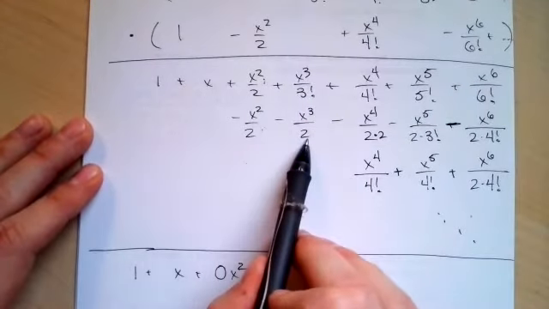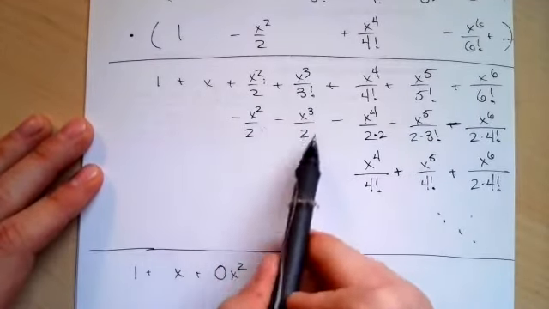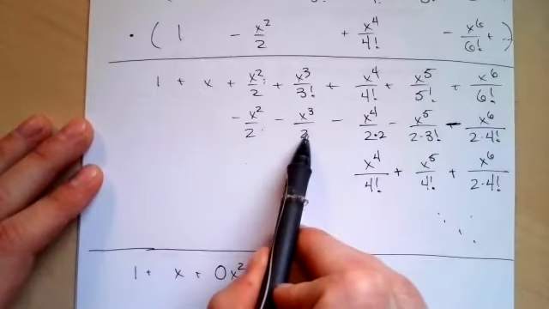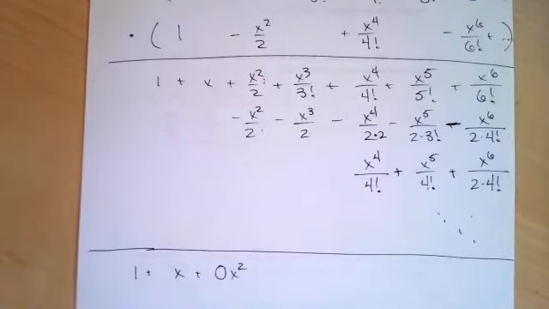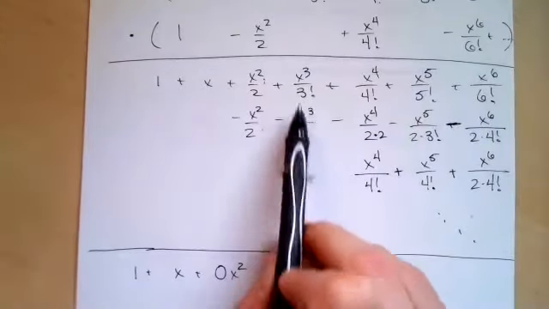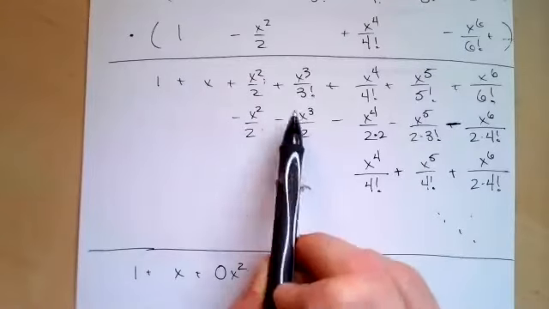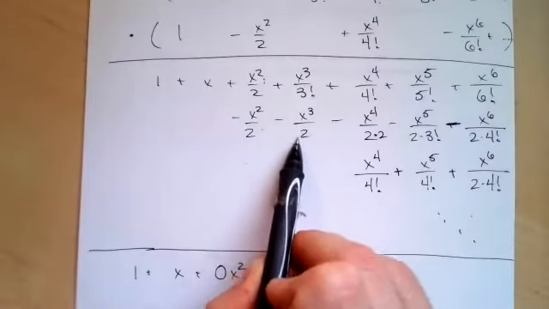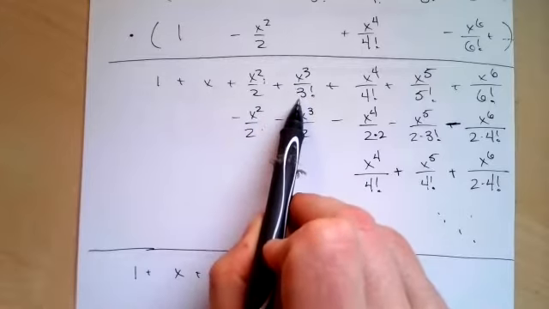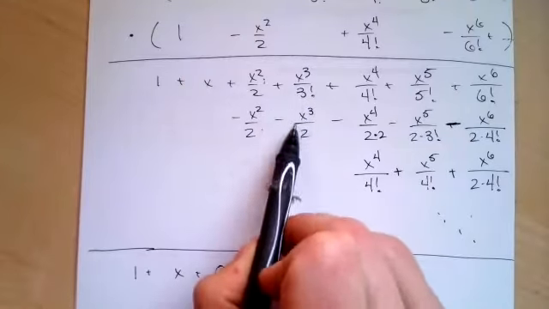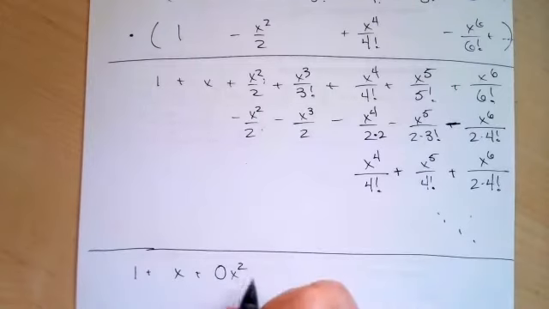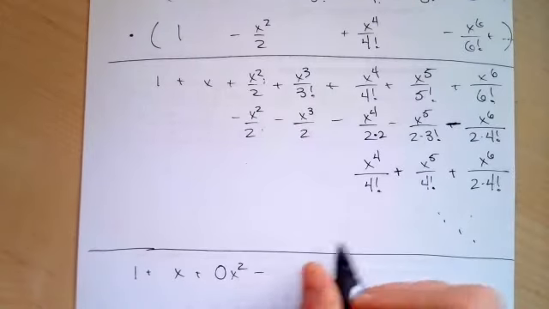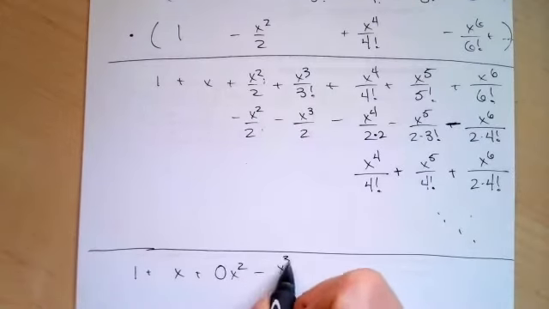Now we move on to our cube term. We have x cubed over 3 factorial minus x cubed over 2 factorial. So that is, common denominator is going to be 6. So this is 3 over 6. This is 1 over 6. So 1 minus 3 gives us negative 2 over 6, or negative 1 over 3.